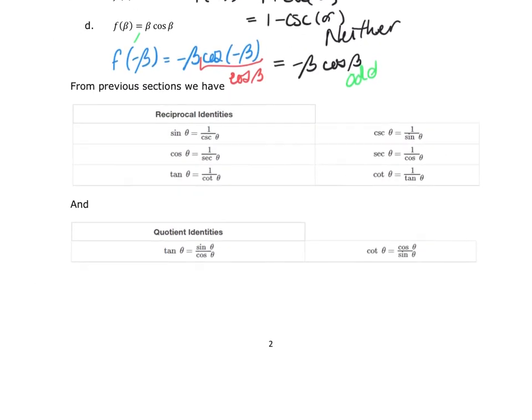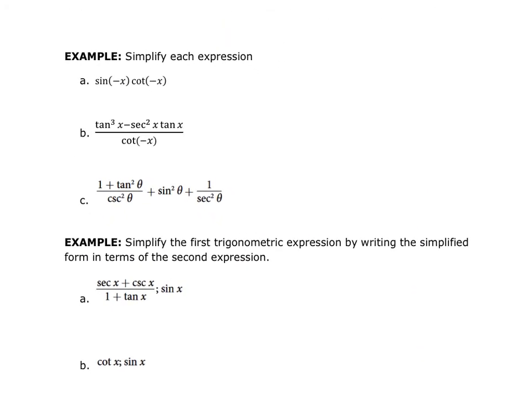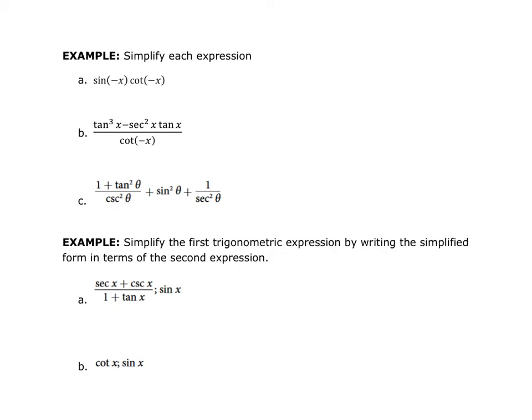Now we know from previous sections that we do have these reciprocal identities, the way that sine is related to cosecant, the way that cosine and secant are related, and the way that tangent and cotangent are related. Similarly, the way tangent is defined as sine over cosine, and cotangent is cosine over sine. So those identities are not new. The way in which we're going to use them, though, may be new. So let's take a look at what they're asking us to do, which is to simplify the expression.